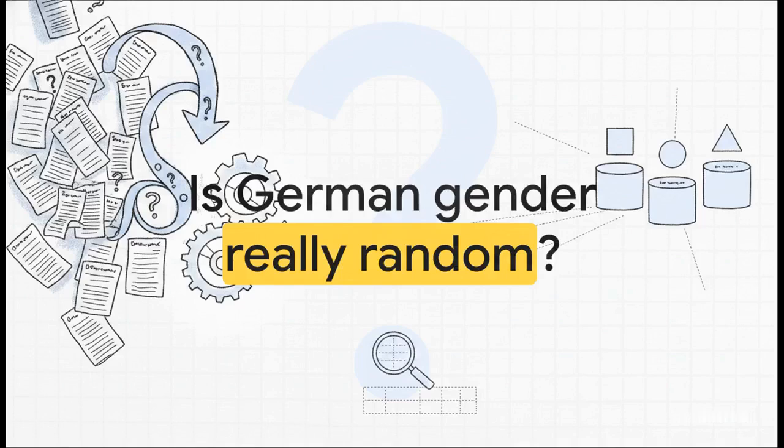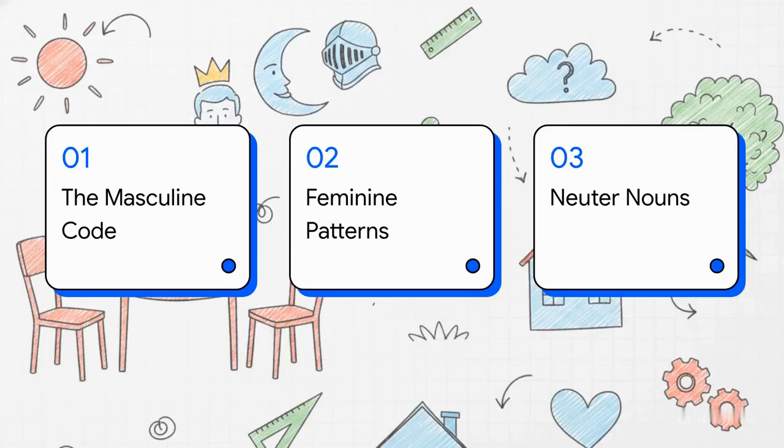But what if I told you there are actually hidden patterns? What if there's a systematic logic operating right beneath the surface that can save you literally hundreds of hours of study time? So, here is our game plan for the explainer today. First, cracking the masculine code. Second, finding the feminine patterns. And finally, navigating the neuter nouns.